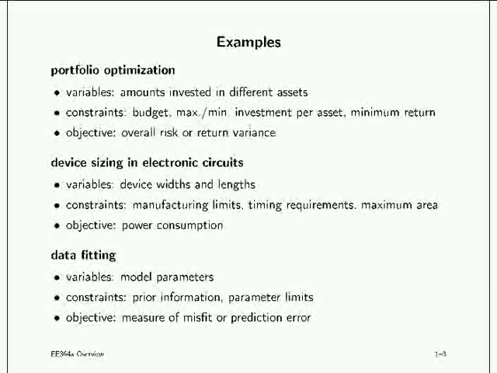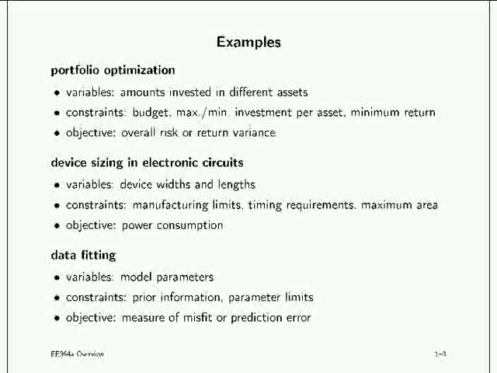A second one, quite different, would be device sizing in electronic circuits. So here you have a circuit. You've chosen the circuit topology, and you want to choose the width and length of all the devices. And of course you have manufacturing limits. You can't make it smaller than your fab is going to allow. And it's got to be fast enough. So you've got timing requirements. Whatever you're making is going to have to clock at 1.5 gigahertz or whatever it is. And you have an area constraint. You might be given an area constraint that'll affect the economics of the whole thing. And the objective might be to meet all the constraints and optimize the power consumption. Why? Because that's going to give you your best battery life. These are just rough ideas.